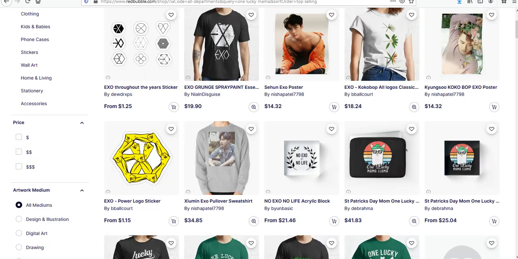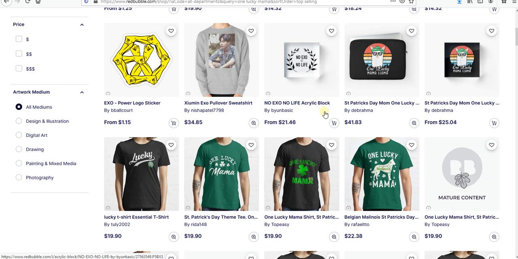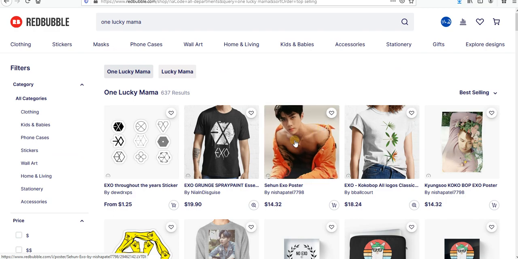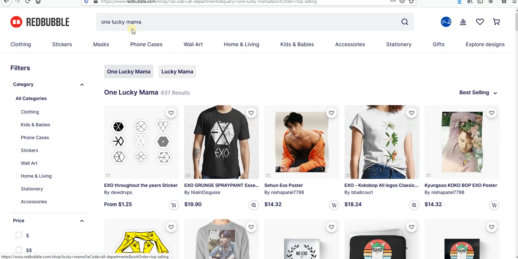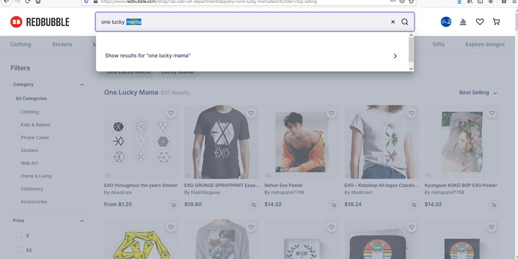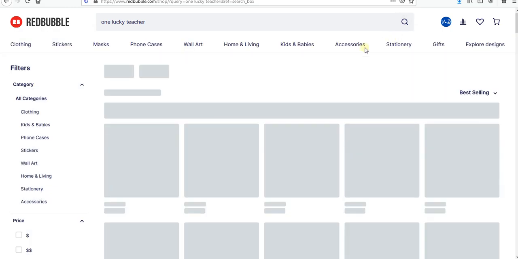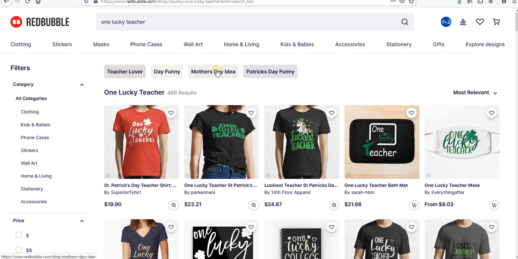So why not? Now we know that there is something missing on Redbubble for exactly that design and that keyword. So "one lucky mama". Maybe we can also write "one lucky teacher" and find out if there is already competition or not. So, one lucky teacher. Let's see what we're gonna find.